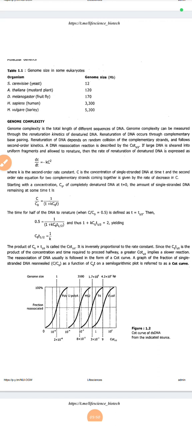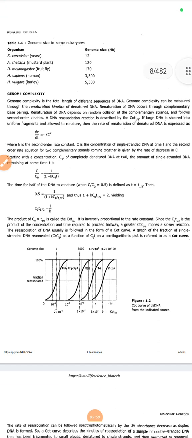So what we found is that C by C0, which is final by initial concentration, is equal to 1 by 1 plus kC0t.